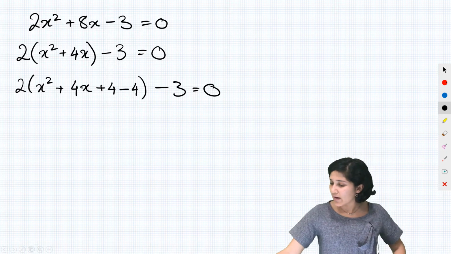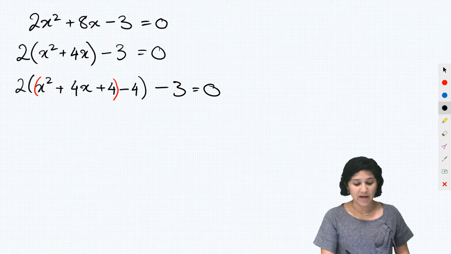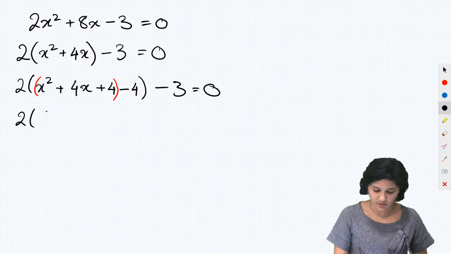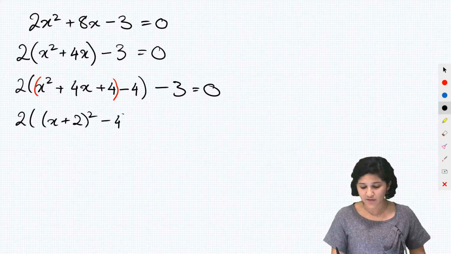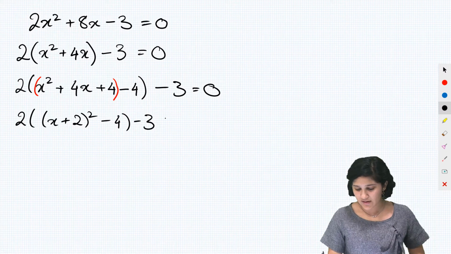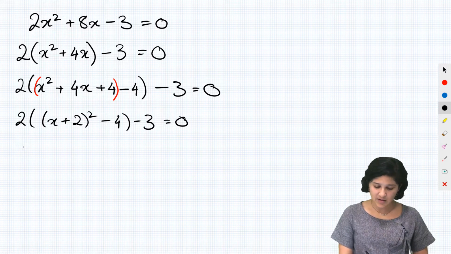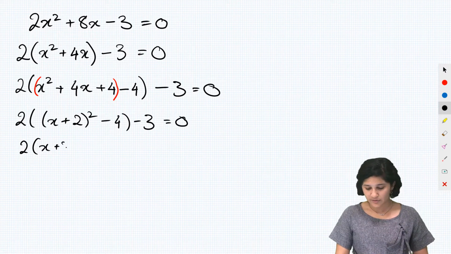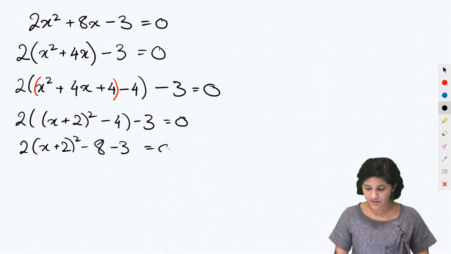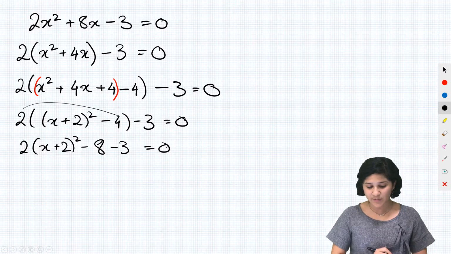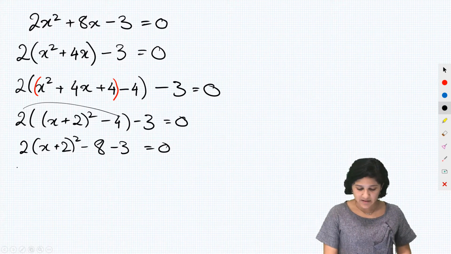Okay, so now this part, just this part, not the whole inside the brackets, becomes the perfect square. So that's x plus 2 squared. I still have the minus 4 before that bracket closes, and the 3. Okay, so now I'll expand this set of brackets by going 2 perfect square minus 8 minus 3 equals 0. Notice that I multiplied this by 2, but I didn't multiply this by 2 because it was already outside the brackets. Okay, and so I just have to simplify.